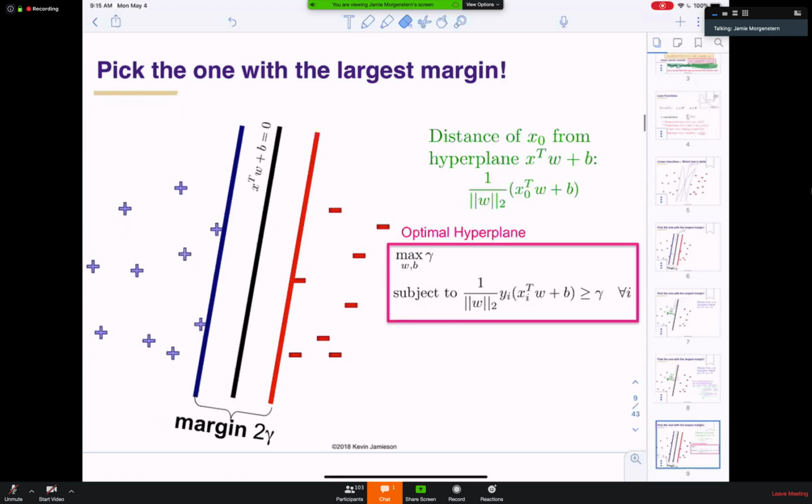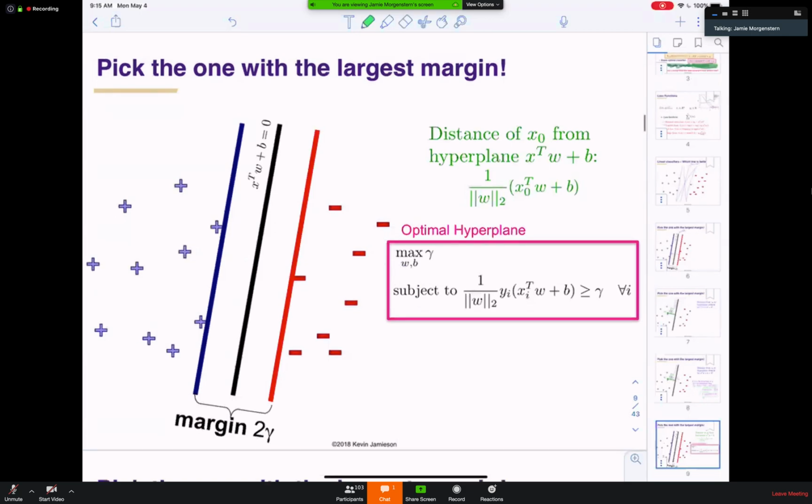Generally, the way we can describe the problem we were just talking about is that we want to maximize our margin subject to our margin actually being a lower bound on the distance between any point and the hyperplane. And this yi appears here because we care about points arriving on the right side of the decision boundary. Okay. Any questions here?